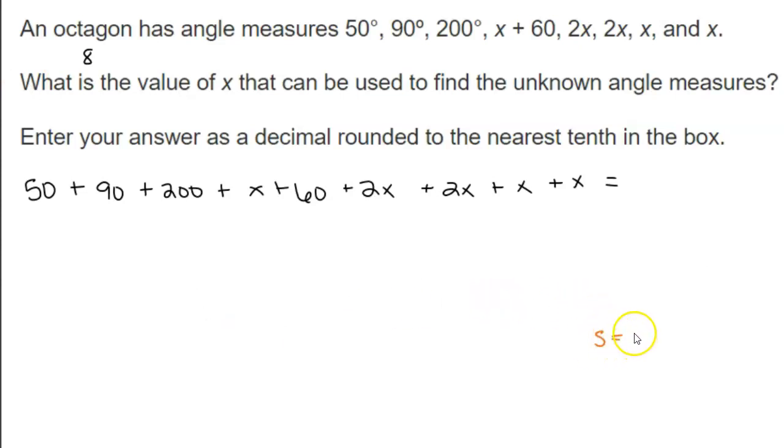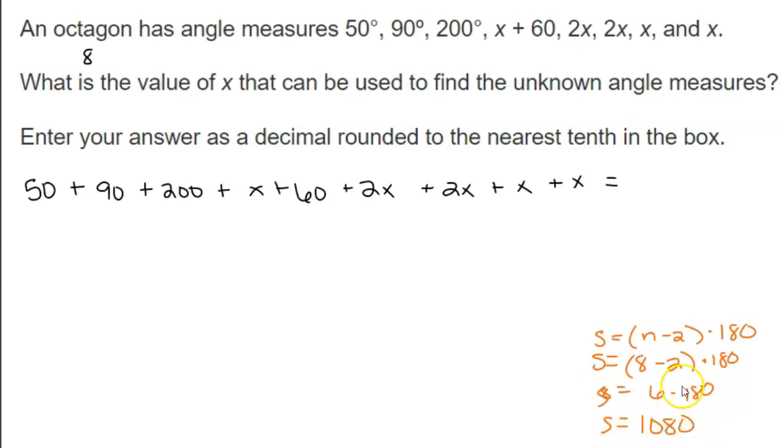That sum, remember, is n minus 2 times 180. So that sum is 8 minus 2, because it's 8 sides, times 180. So the sum is 6 times 180, and 6 times 180 is 1080. Okay, so that number is what I put here. So now I have this entire thing, all these added up together, equals 1080.